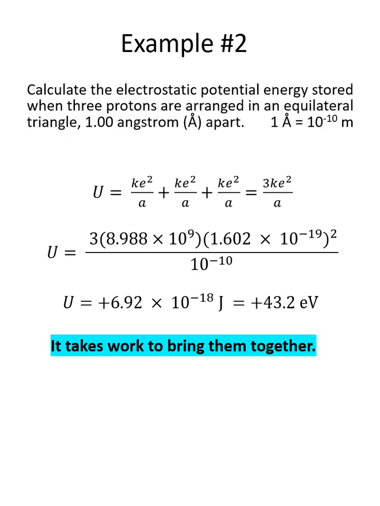Let's look at the next example. Same configuration, but three protons. So there we have ke squared over a plus ke squared over a plus ke squared over a, every combination of those three protons. And they all add up together and we get 3 ke squared over a. Plugging in the values, we get positive 6.92 times 10 to the negative 18 joules. We convert that, which gives 43.2 electron volts.